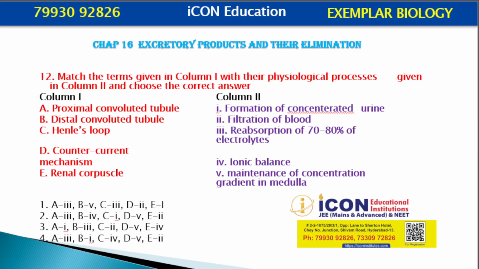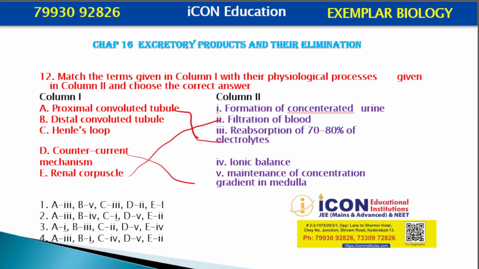So, let us start from the proximal convoluted tubule, which is for reabsorption of 70 to 80% of electrolytes. And the most famous one, the countercurrent mechanism, is for maintenance of the concentration gradient in the medulla, and you may call it countercurrent even for the formation of concentrated urine. So that's why let's go through the options. As we said already, renal corpuscle means Bowman's capsule plus glomerulus. Let us see with the given options.